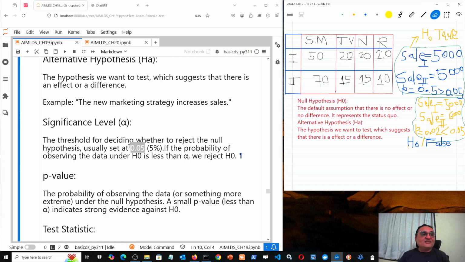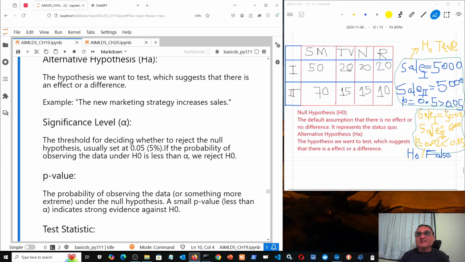But this says that if the probability is less than 5%, then you can reject. So if the probability of observing the data under the null hypothesis is less than 5% alpha, that means 0.05, then reject the null hypothesis. So if it is greater than 0.05, can you reject the null hypothesis? No. So you will say that the null hypothesis is correct, or that means that there is no effect of changing the marketing strategy on the sales, which is confirmed statistically.